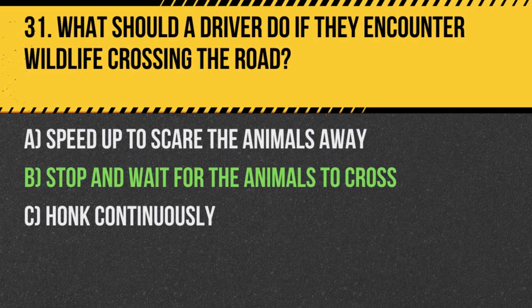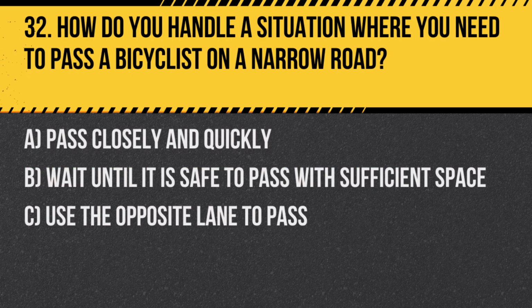Answer. B. Stop and wait for the animals to cross. Stopping ensures the safety of both the animals and the driver. Question 32. How do you handle a situation where you need to pass a bicyclist on a narrow road?